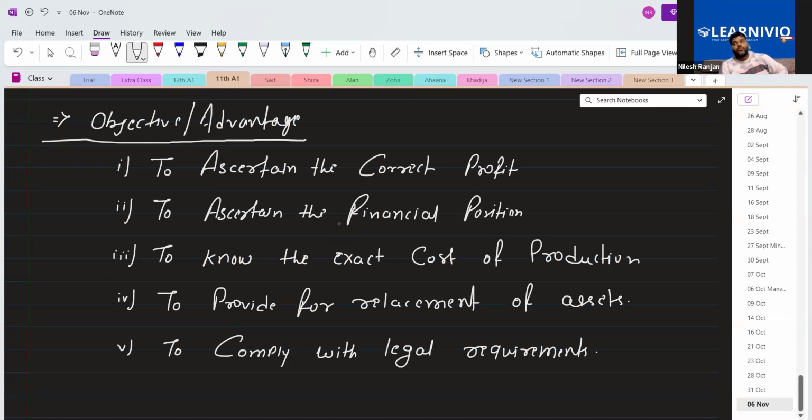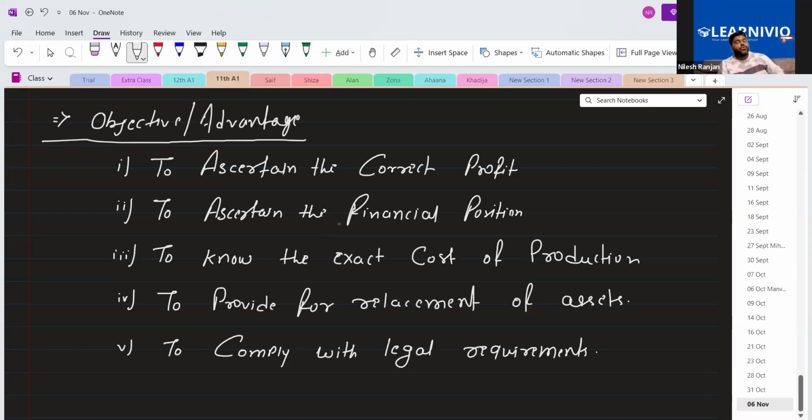To ascertain the financial position also, financial position means how much assets we have and how much liabilities we have to pay. The value of assets can be calculated only if you deduct the depreciation correctly from it. So to ascertain the value of an asset, depreciation is required.